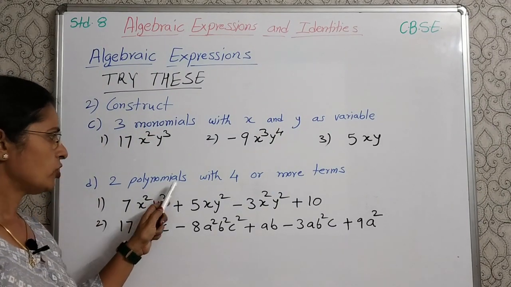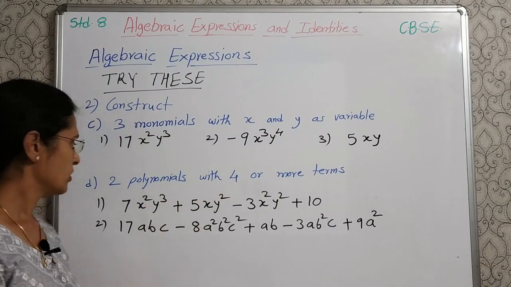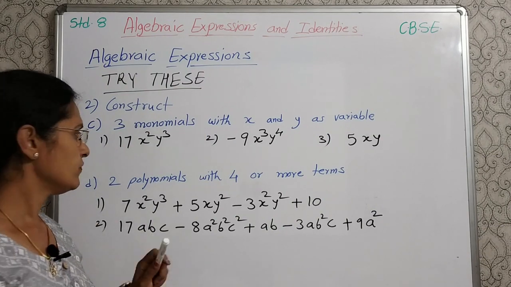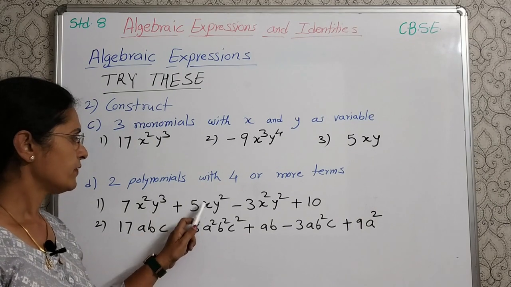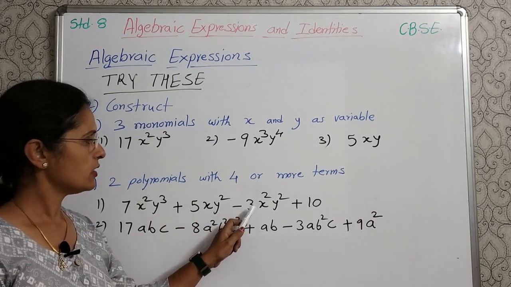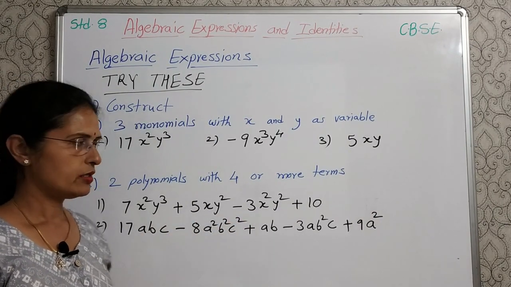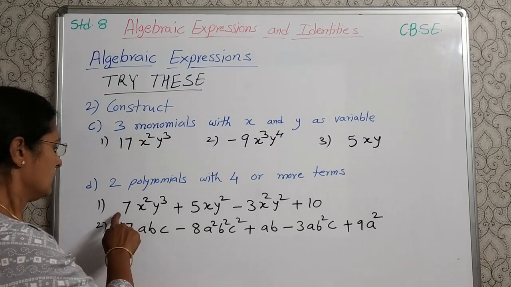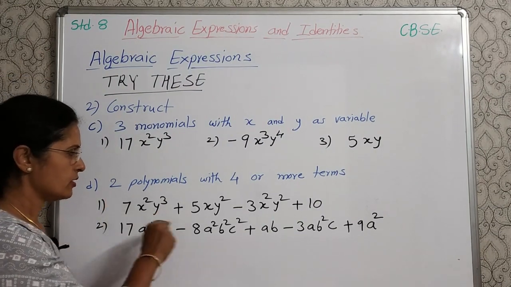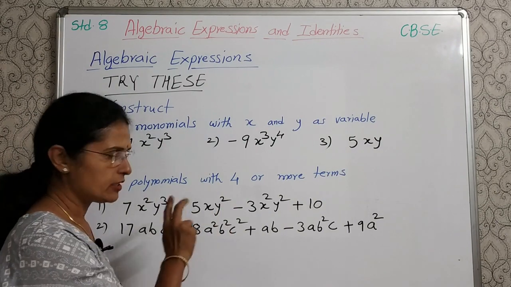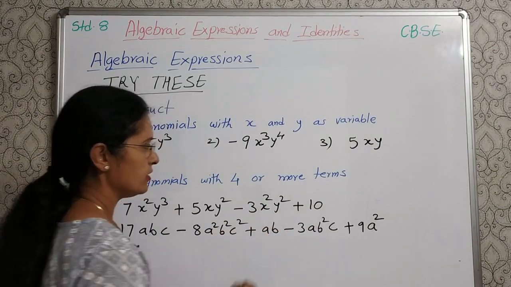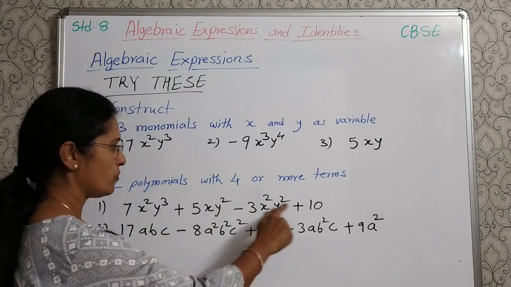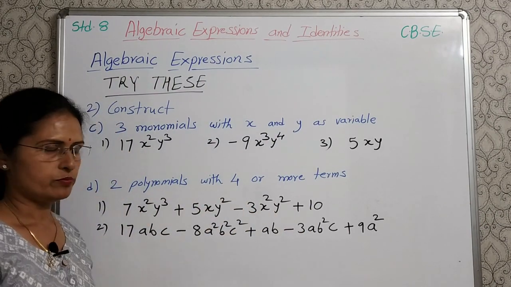D. Two polynomials with four or more terms. So the first one I have written here with four terms: 7x square y cube plus 5xy square minus 3x square y square plus 10. So here there are four terms: 7x square y cube first term, 5xy square second term, minus 3x square y square third term, plus 10 is the fourth term. So this is a polynomial with four terms.